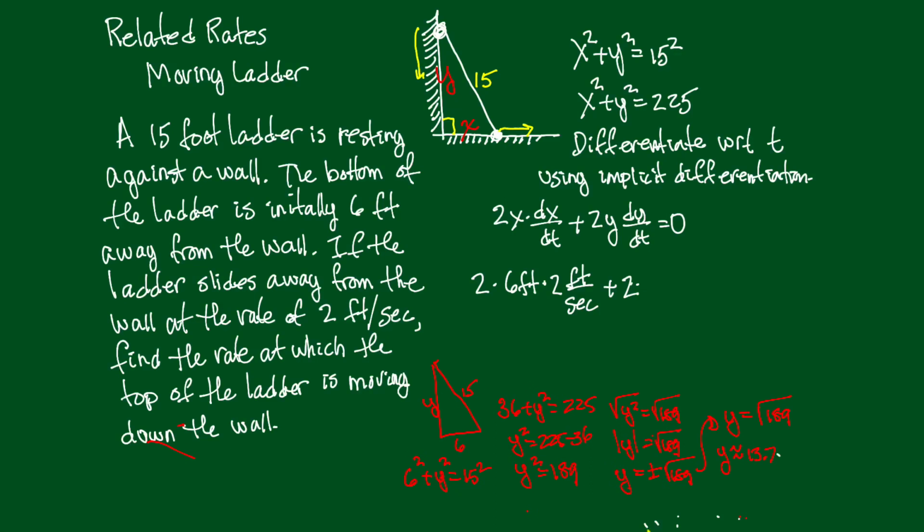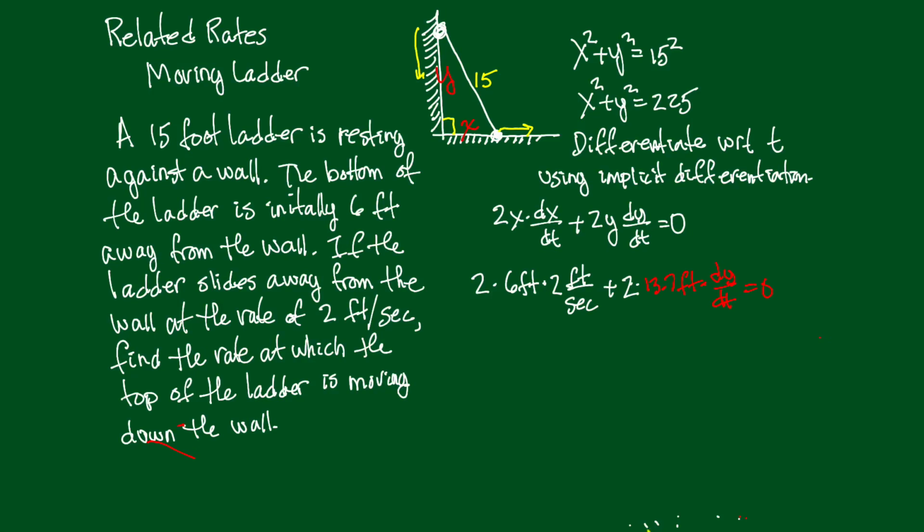So I'm going to put that 13.7 right up in here. Now this is really 2 times 13.7 feet, times dy/dt. dy/dt is what we're trying to find. I want to find out how fast this ladder is sliding down the wall. That's all equal to 0.